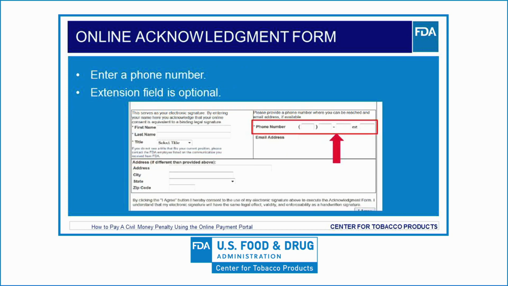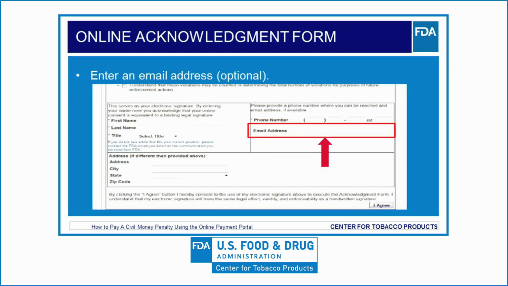You will then be required to enter your phone number. The extension field is optional. You will also be permitted to enter your email address. Although the email address field is optional, providing an email address may assist FDA Center for Tobacco Products in contacting you if the need arises.